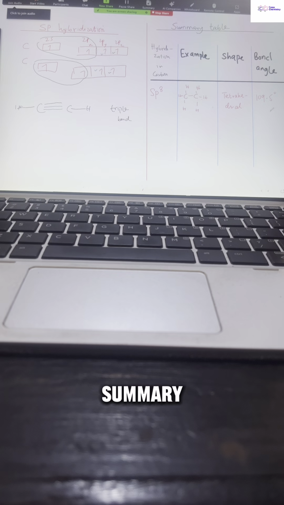On the right here is a summary table just telling you the hybridization, the example, the shape, and the bond angle. So take time to go over this.